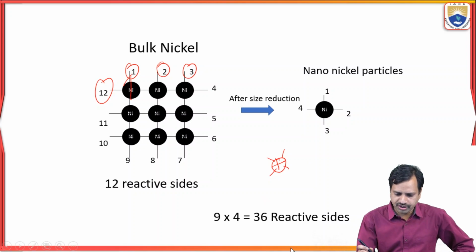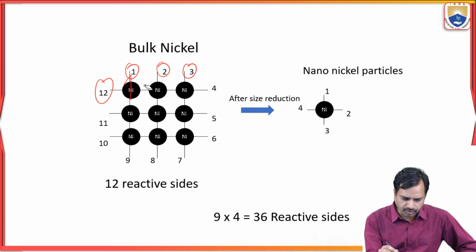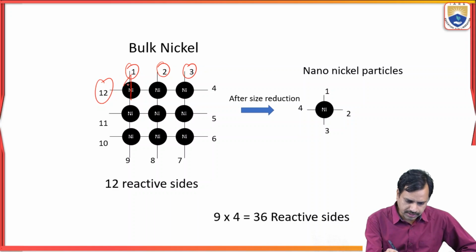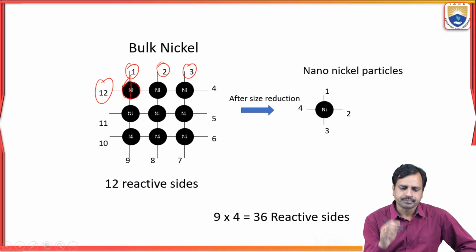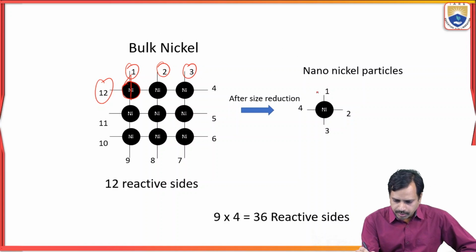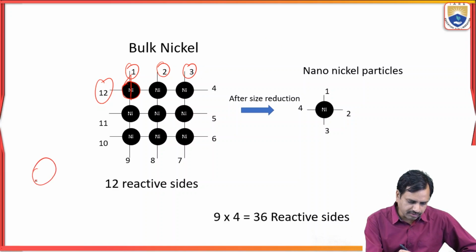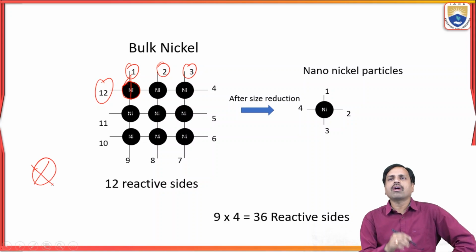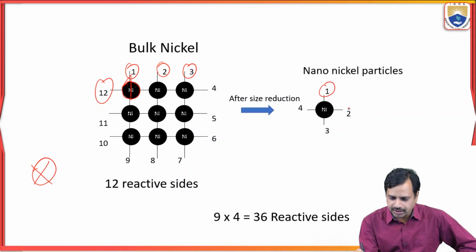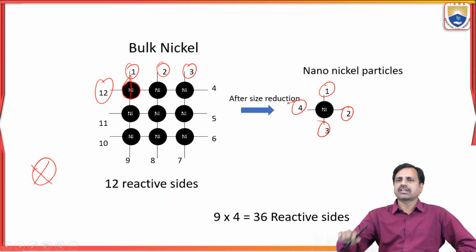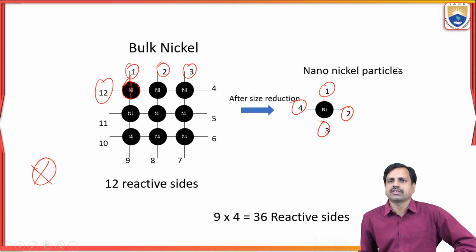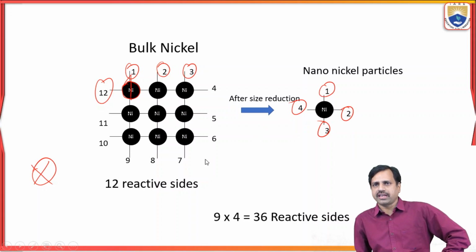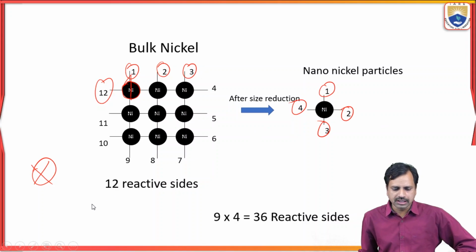Now, do you understand? Suppose this is one bulk nickel. This bulk nickel, if you bring it down, will be cut into 4 pieces. So what will happen? Now the 4 active sites will be increased. So now we will calculate 9 into 4. 9 into 4 is 36 reactive sites. Now it will have 36 reactive sites, whereas this bulk nickel has only 12 reactive sites.